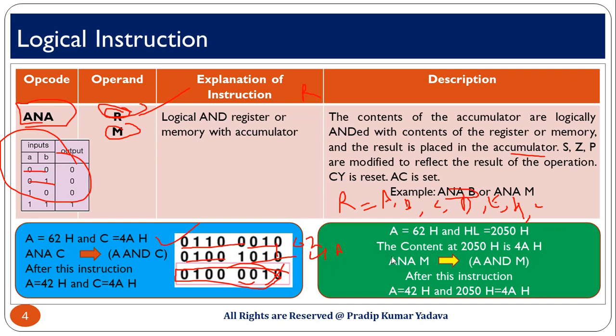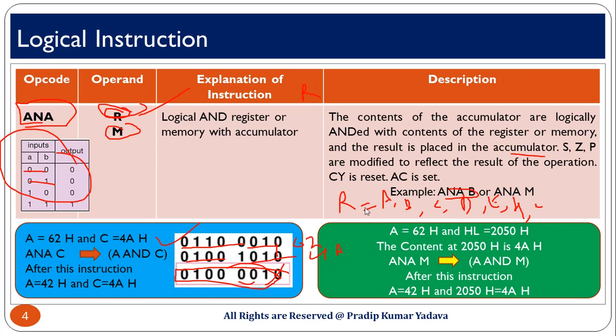So, here you have to perform AND operation between the content of M and A, and after performing the AND operation, the output will be stored in the accumulator. Here the content of H will be 4A, which means the content at this location will be 4A.